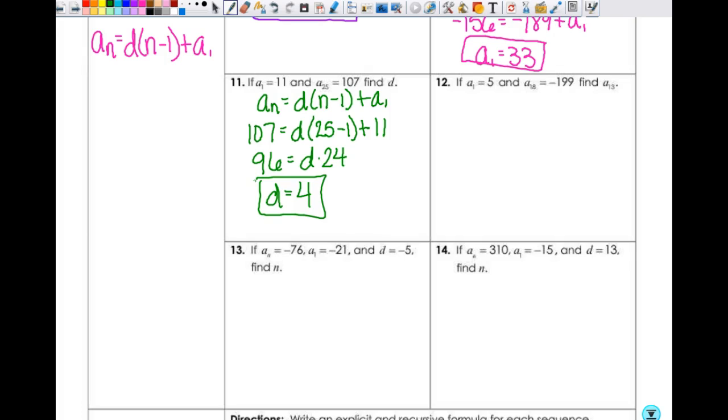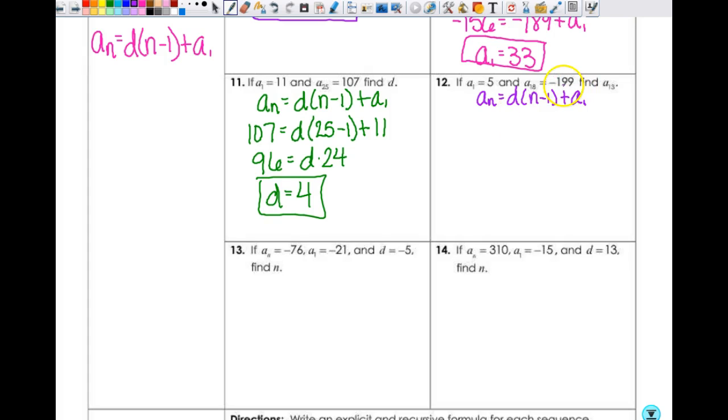Any questions? All right. So let's look at number 12. I want to find a sub 13, but, so let's go ahead and write down what we have and what we know and what we want to find, okay? So I want to write down that I have a sub n is equal to d times n minus 1 plus a sub 1. All right, so I'm looking for a sub 13. Okay, so let's think about that. So if I don't know what this is, I would know what n is. It would be 13. I have a sub 1, but I wouldn't have the difference that I need, right?